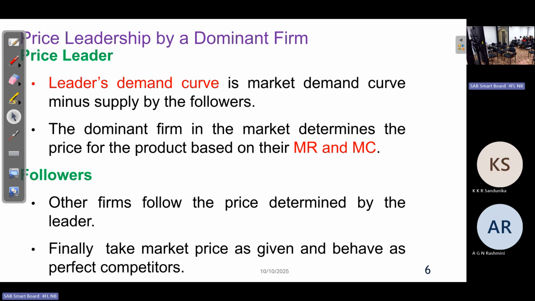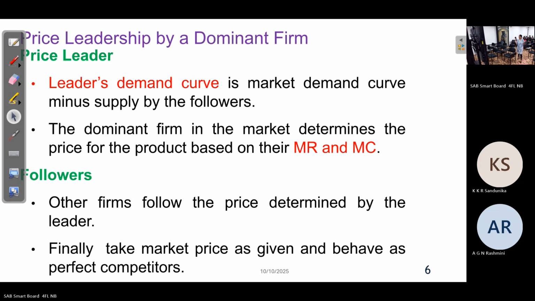So the market demand minus the supply by the followers gives us the leader's demand curve. Here what happens? We check from the entire market what is the supply by all the followers, the rest of the firms, how much they are going to supply. We deduct that supply from the total market demand. Then we assume the rest of the demand is supplied by the leader.